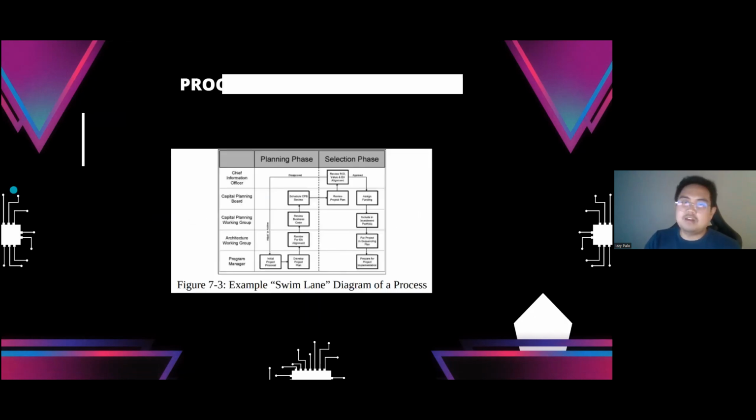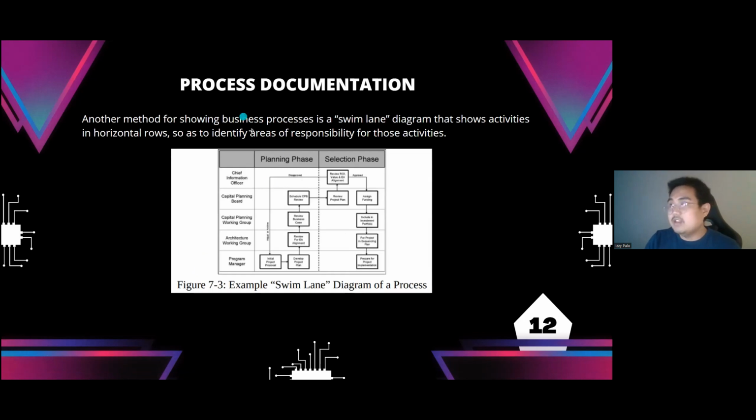Okay. Another method I'm showing for processes is the swim lane. Swim lane is pretty familiar in my work because a lot of the business processes that we are mapping or illustrating use a lot of swim lanes. So a swim lane diagram shows activities in horizontal rows to identify areas of responsibility for those activities.